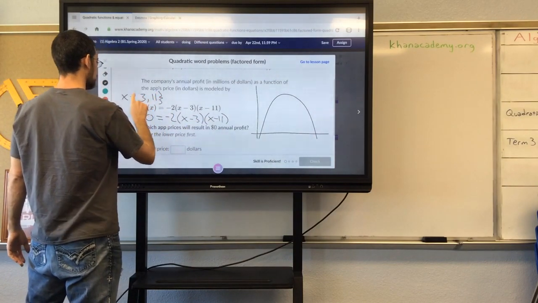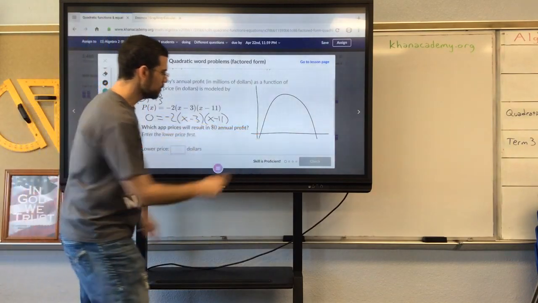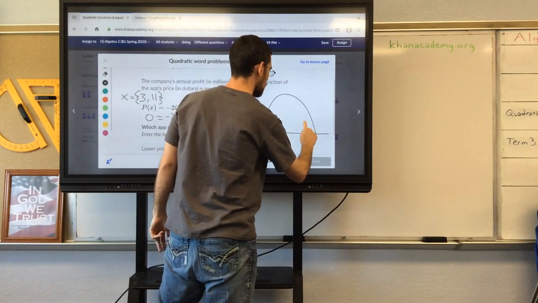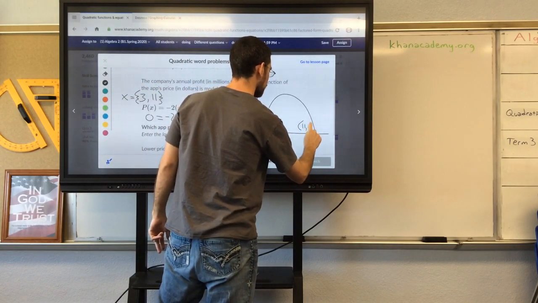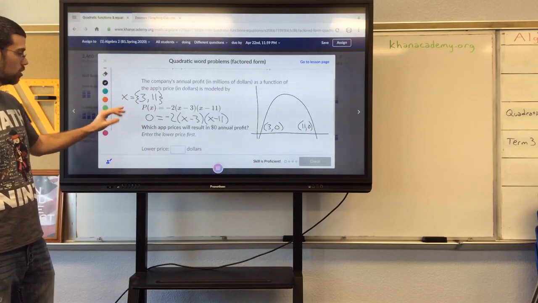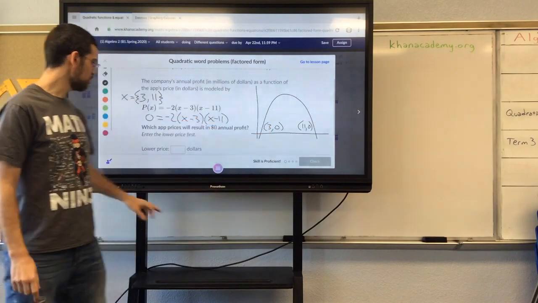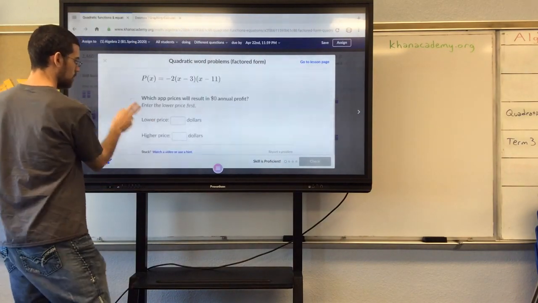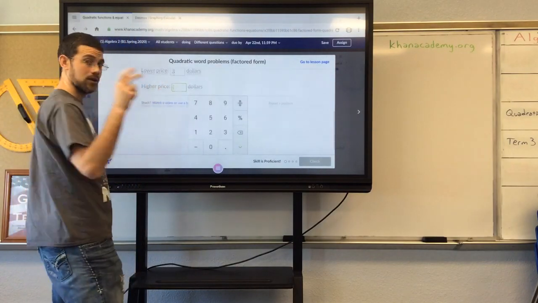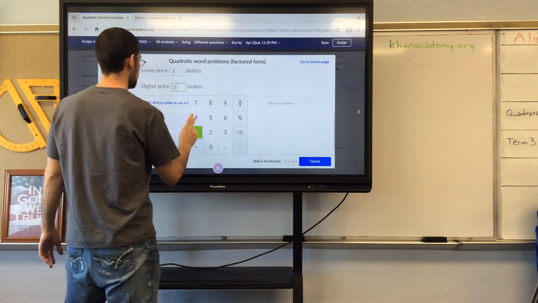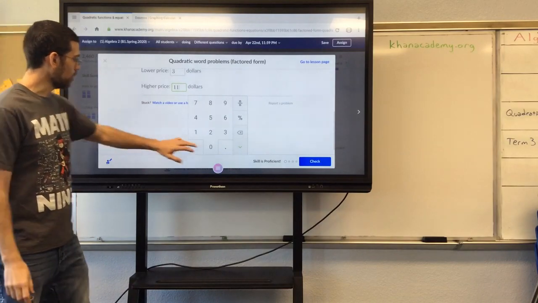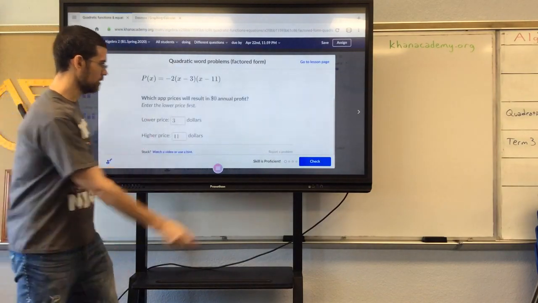So our two solutions are x equals 3, then the profit is 0, or x equals 11 and our profit is 0. Those are our two x-intercepts. So our lowest price to make no profit is $3, and our highest price to make $0 of profit is $11 per product or service. So, okay, those are our two solutions to this problem.